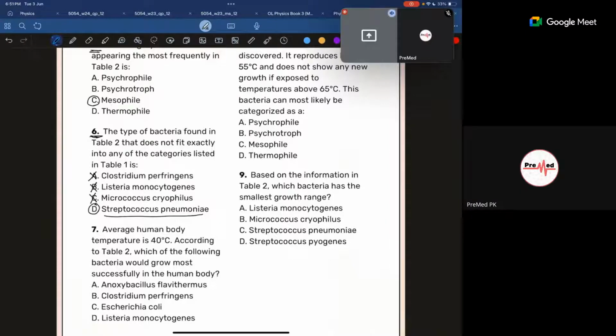Basically, in this question, number six, we just had to choose the best answer. Because among all A, B, and C, they were clearly fitting into their own categories. So D was the one that was slightly off, which was not fitting directly into the category. That's why this is the answer. So we are basically comparing all the three options over here.